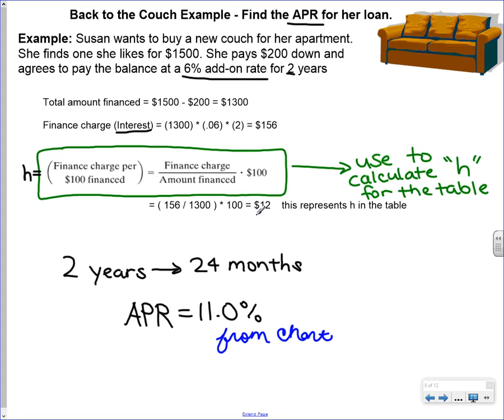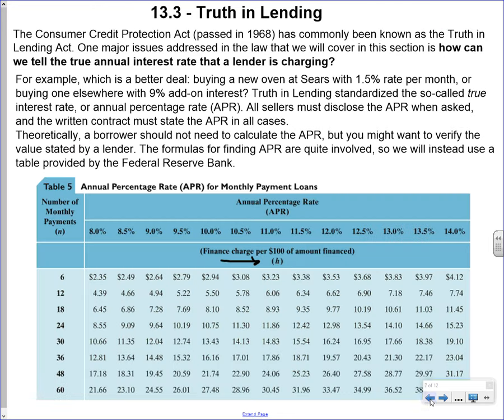And so this means for every $100 we borrowed here for a new couch, we paid $12 in interest, okay, or in finance charges. So of course we want this number to be low, right? The lower we pay, that means the lower APR we have, or the lower that we're charged for financing this item. So 12 represents H in the table. Now if you look back at the table, all of these numbers in here are H values, okay?